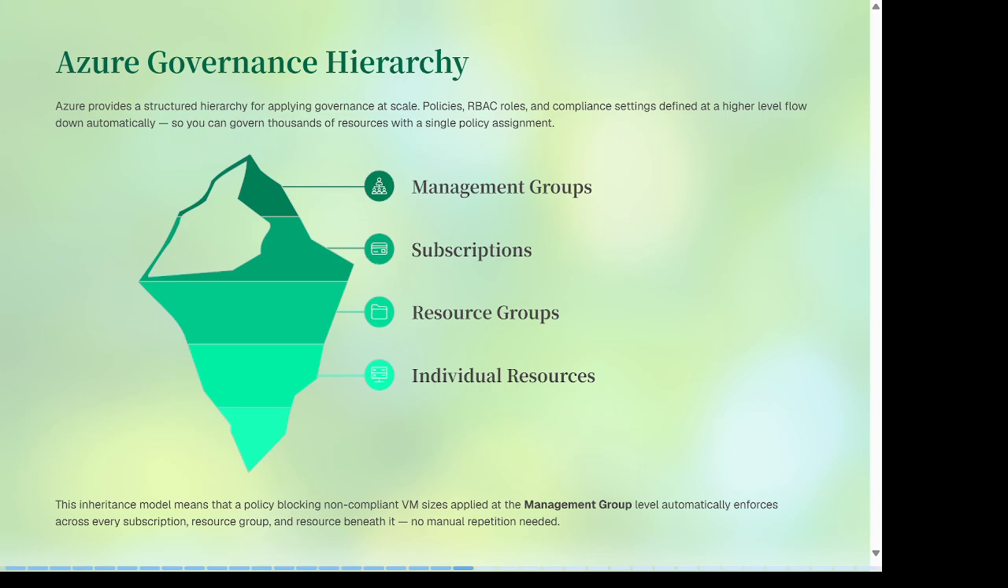So here you have to remember management group, top level governance. Policies flow downward automatically. Inheritance reduces manual configuration. One policy can control thousands of resources.